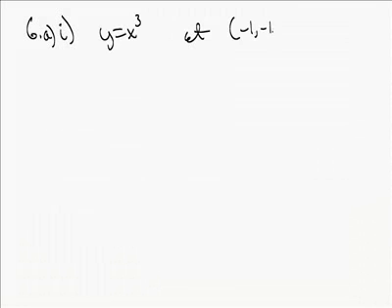So by way of example, let's go ahead and look at number 6, part A, part I. We want to find the slope of the tangent line to the curve y is equal to x cubed at the point -1 comma -1. So our a here is -1. f of a, which is f of -1, is -1 cubed, which is also -1. So this is our point here with a being equal to -1.